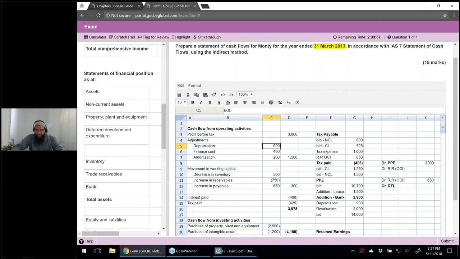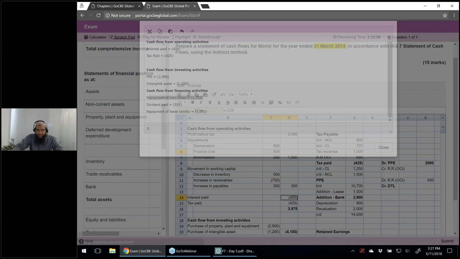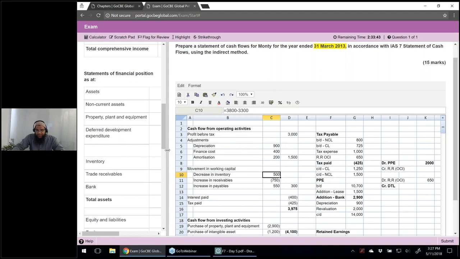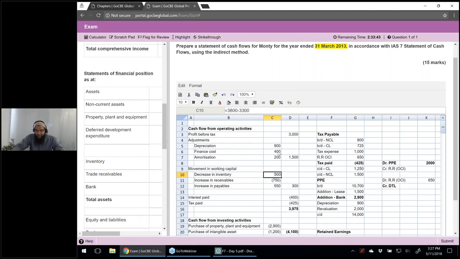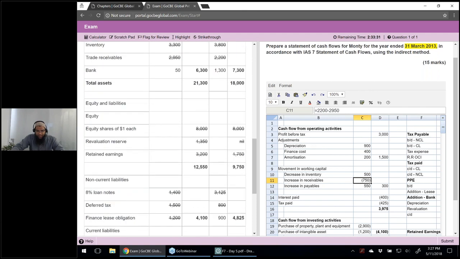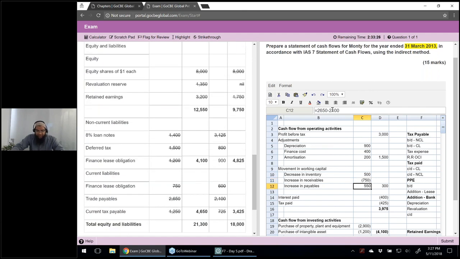Let's check if we have taken the cross values right. 900 is okay. The finance cost we had written was also 400. Okay. Amortization is 200. Let's check the inventory. Inventory was 3800 minus 3300. This is also okay. 2200 minus 2950 is also okay. And if you look at payables, 2650 minus 2100 is also okay.